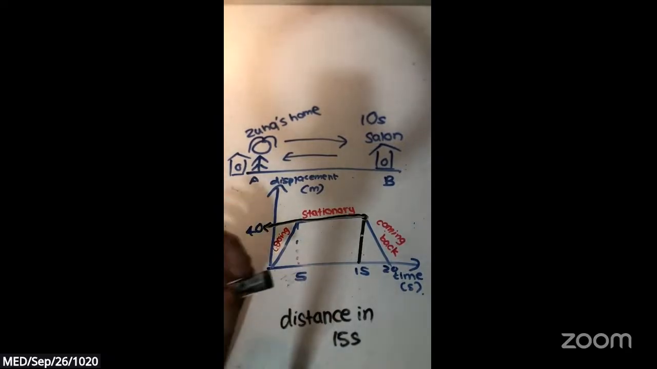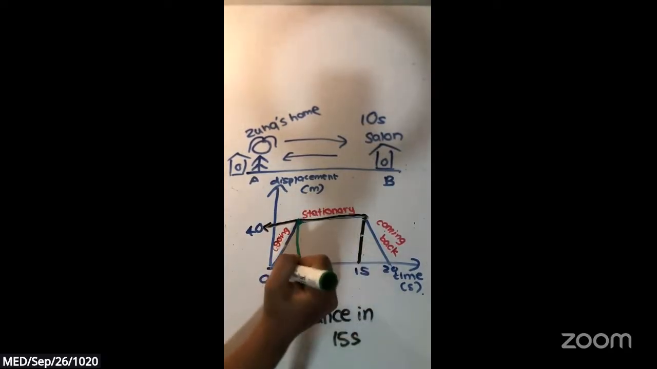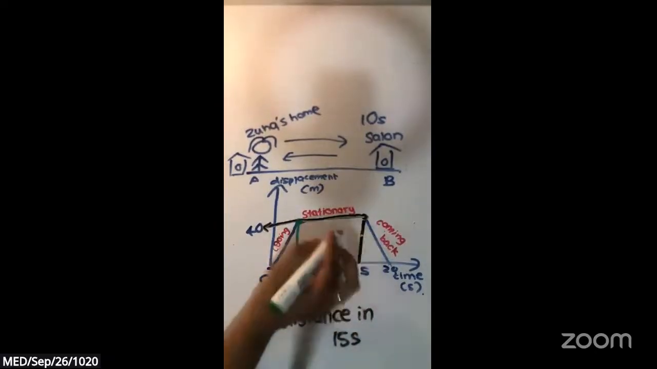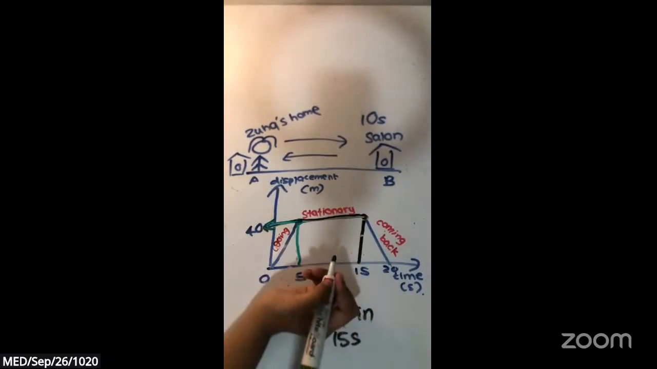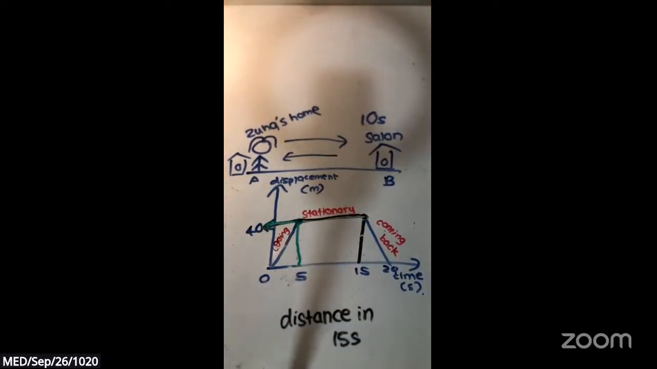If they ask you the distance in 5 seconds, then how do you find the distance in 5 seconds? Take maybe another color. If they ask you the distance in 5 seconds, again go like that. Stop where it stops on the trapezium. Always stop at the trapezium and then see where it goes on the y-axis. That is exactly how much distance she has traveled.